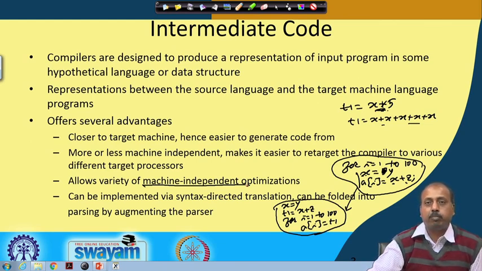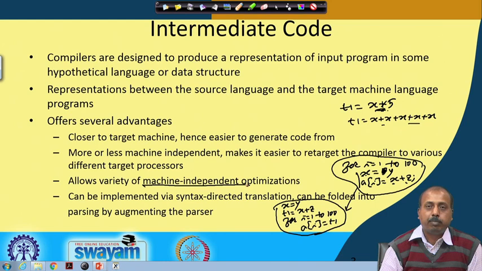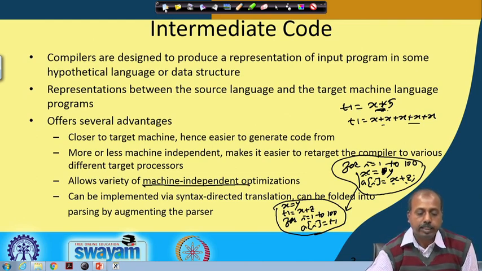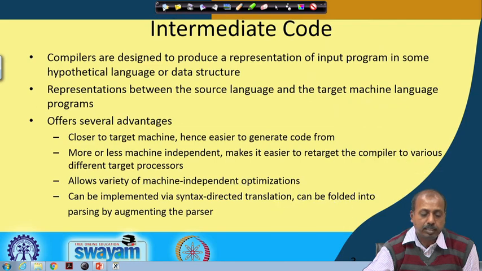So, it is integrated with the parser, particularly the shift reduce parser. When they do the reduction step, at the time of doing the reduction, we can give it some set of rules, so that it will follow those rules, and as a result the intermediate code will get generated. So, these are the advantages that we have with intermediary language programs.